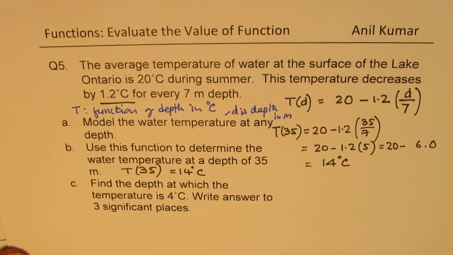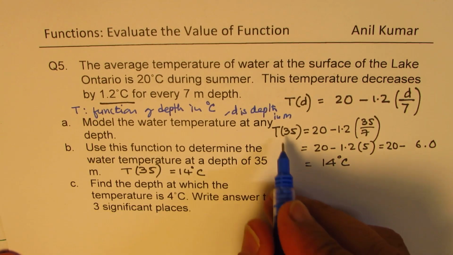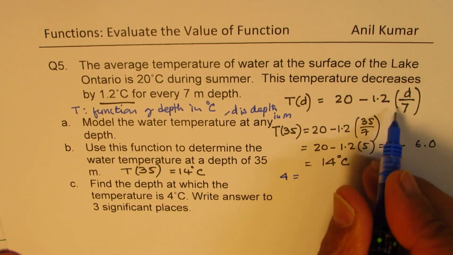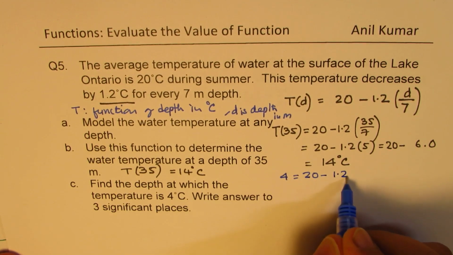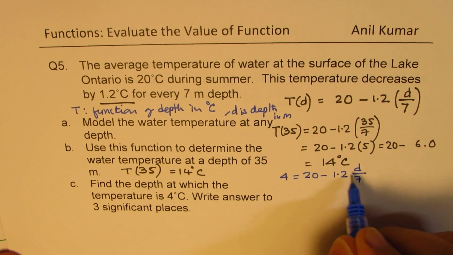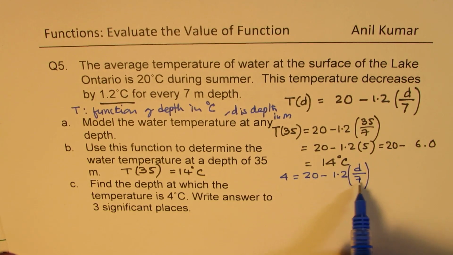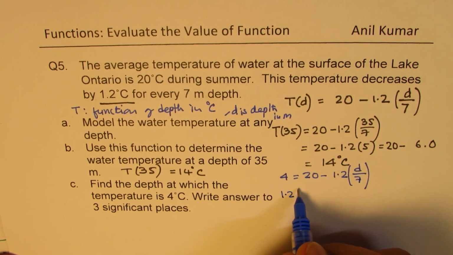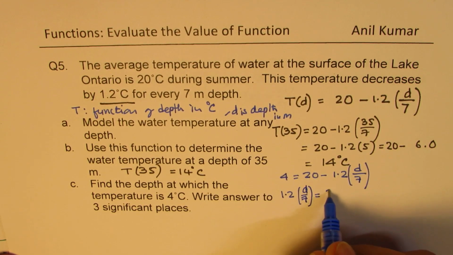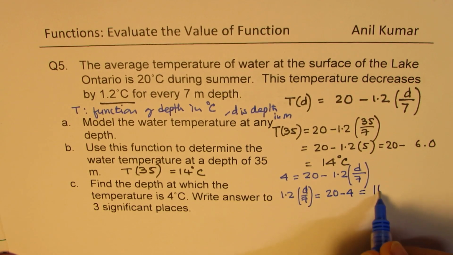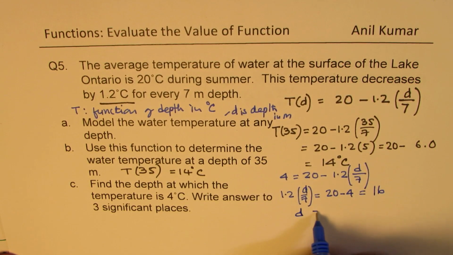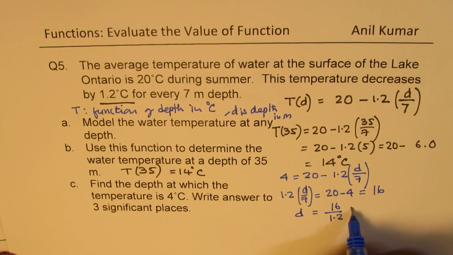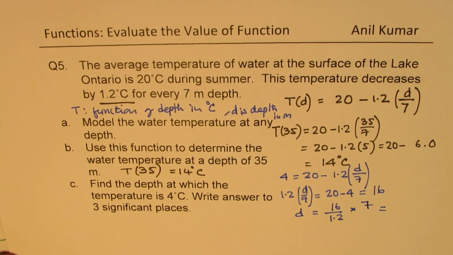Part C is find the depth at which the temperature is 4 degrees Celsius. Write the answer to 3 significant places. Now here we are given the temperature, so we'll write 4 degrees Celsius here. We need to calculate the depth. 4 equals 20 minus 1.2 d over 7, correct? So that is your expression. So we can rearrange this. So we get 1.2 times d over 7 is equal to 20 minus 4, which is 16, correct? So we get d equals to, first we'll divide by 1.2, correct? And then we are going to multiply this by 7, correct? So we get our answer, right?